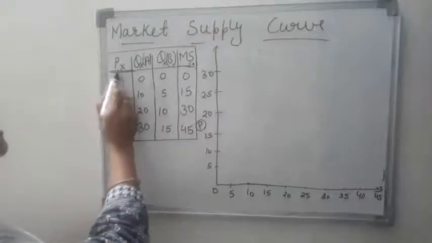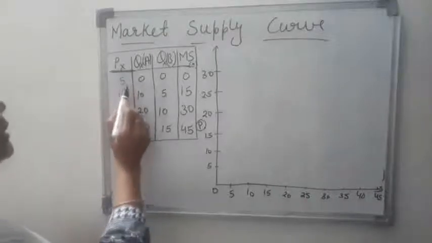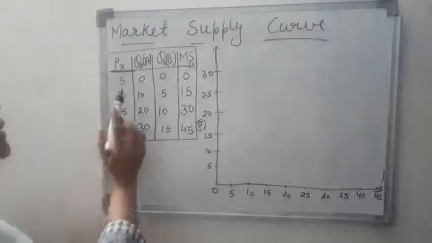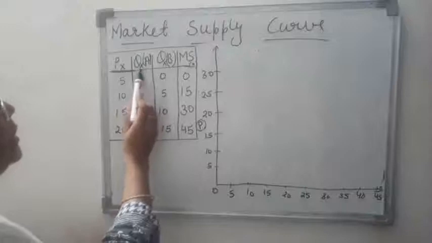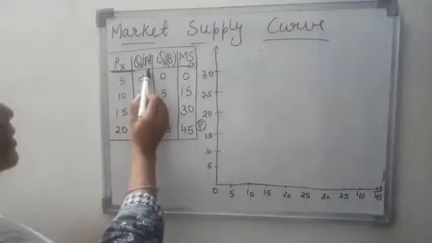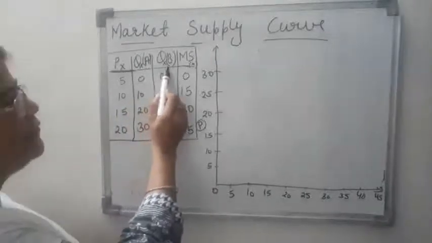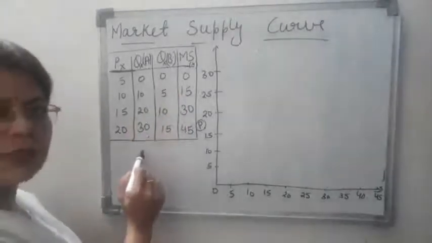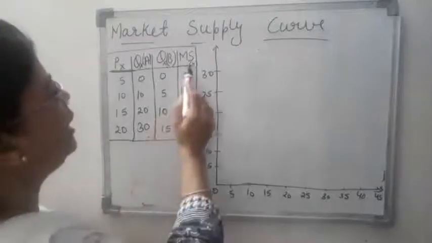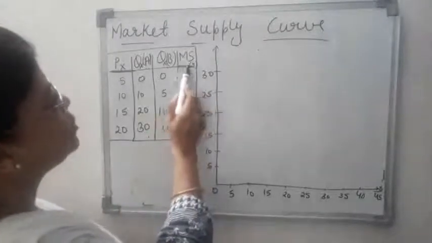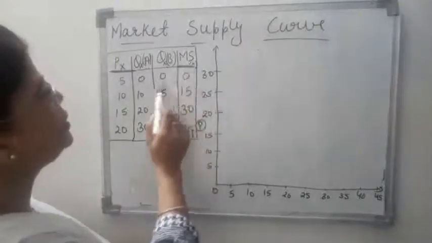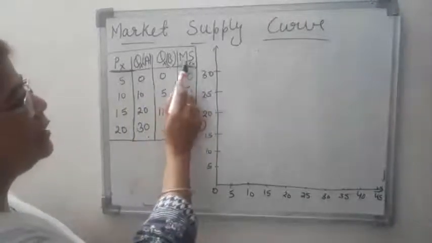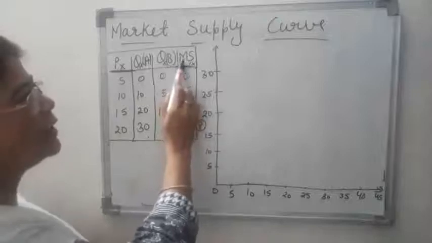This is the Px, the price of commodity X. It is increasing continuously 5, 10, 15, 20. And in this you can see quantity supplied by firm A, quantity supplied by firm B is given. Individual schedule is given of individual firm and it is the total, and we can say summation of individual schedule. So we have MS, I have written here for the market supply.